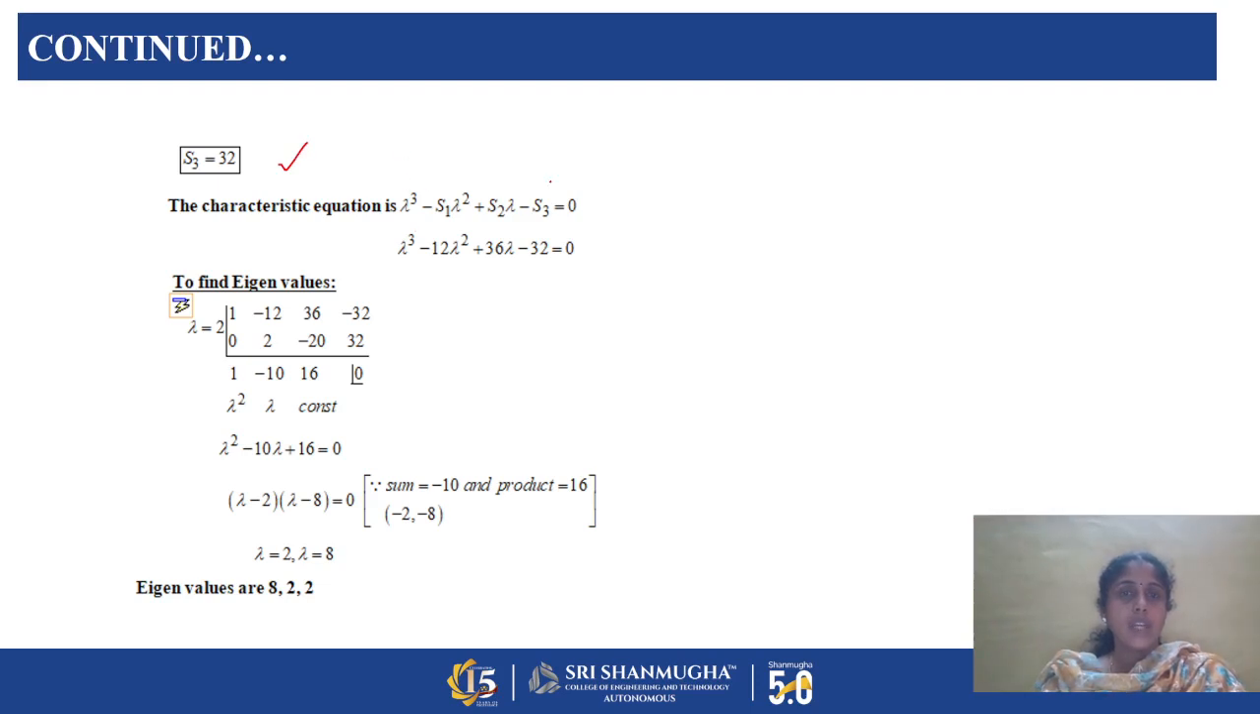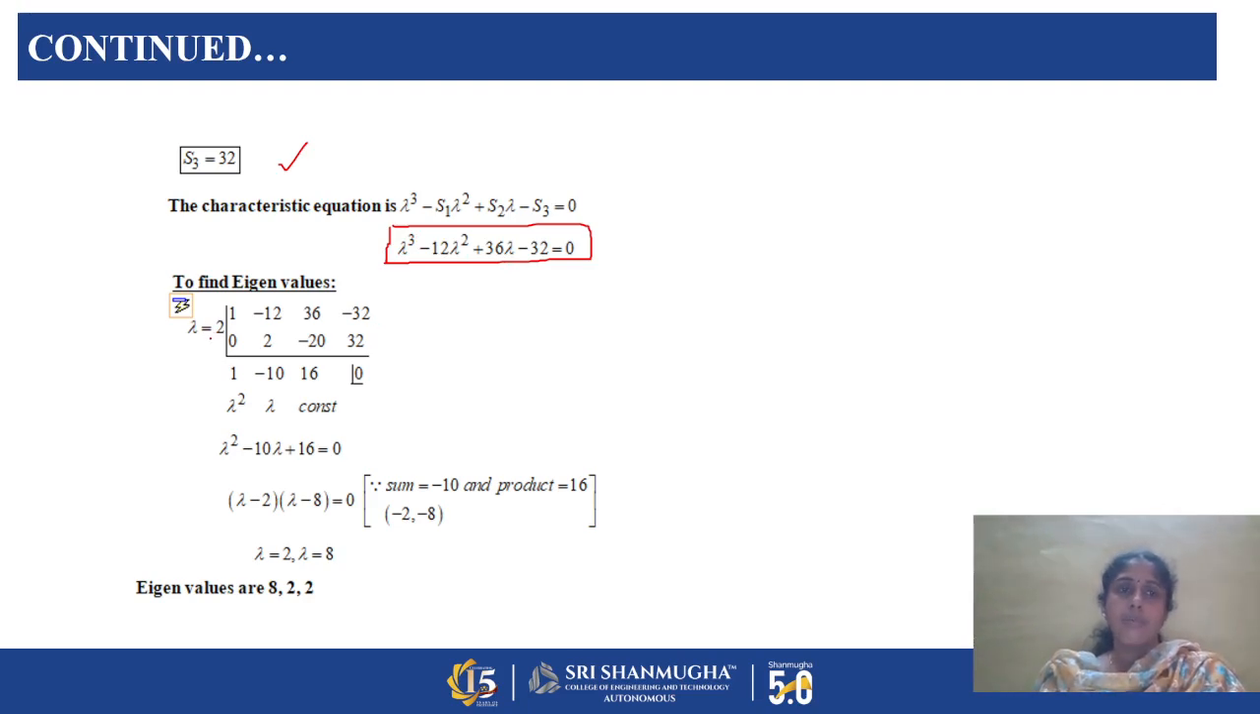Now the characteristic equation of a 3 by 3 matrix is lambda cubed minus S1 lambda squared plus S2 lambda minus S3 equal to 0. When I substitute the S1, S2, S3 values, I get the characteristic equation as lambda cubed minus 12 lambda squared plus 36 lambda minus 32 equal to 0. Now the next job is to find the eigenvalues by synthetic division. Because it is of degree 3, I will take the coefficients 1, minus 12, 36, minus 32.